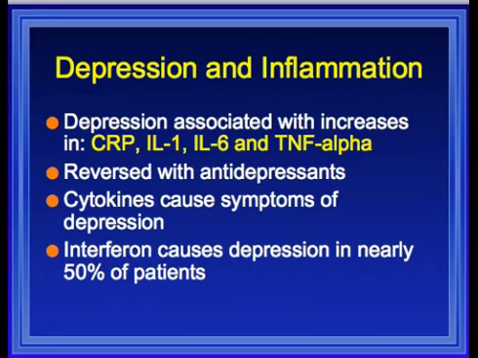Moving on to another finding in depression is an increase in inflammatory markers. So the increases in C-reactive protein, interleukin 1, interleukin 6, and TNF-alpha levels in depression. These inflammatory markers are reversed when the depressed individual is successfully treated with antidepressants. We know that cytokines can even cause symptoms of depression. Interferon, which causes a surge in inflammatory cytokines, causes depression in nearly 50% of patients.